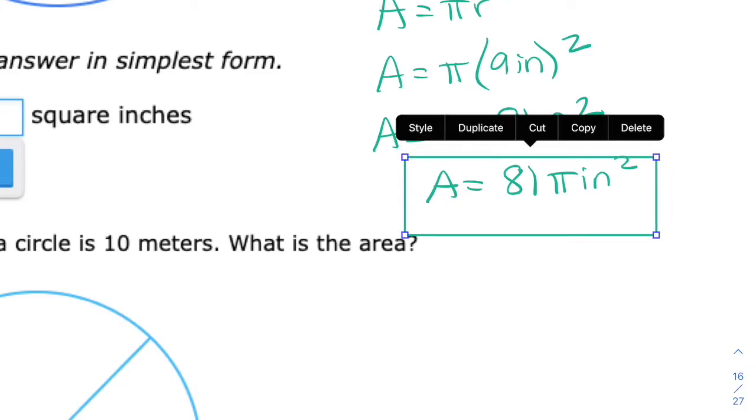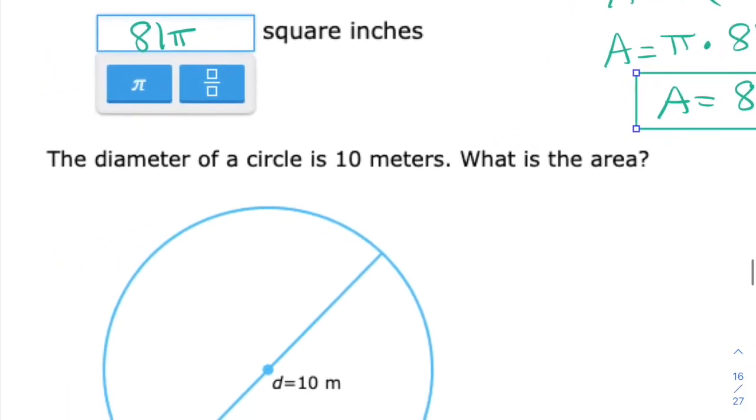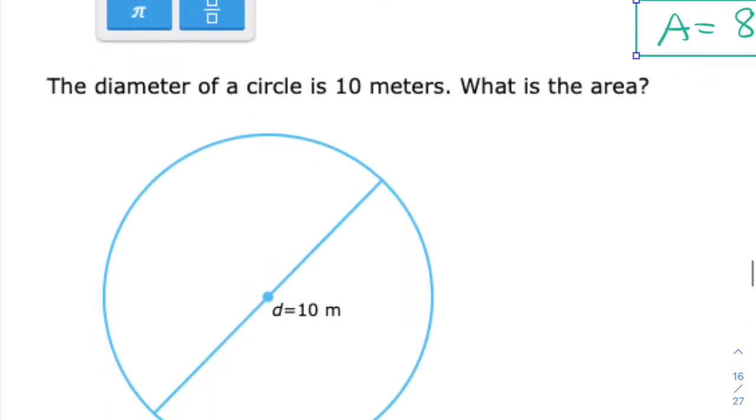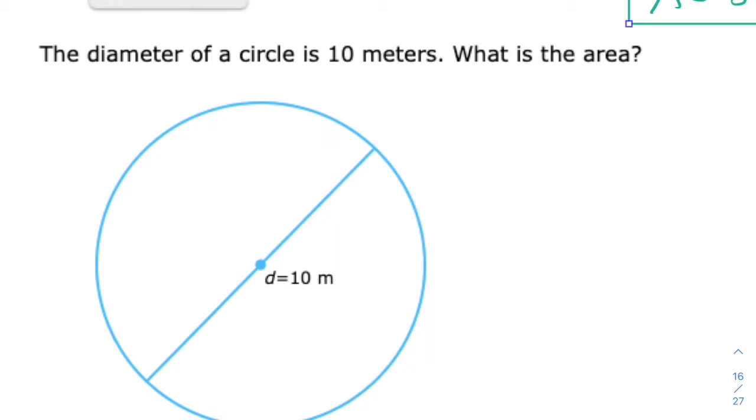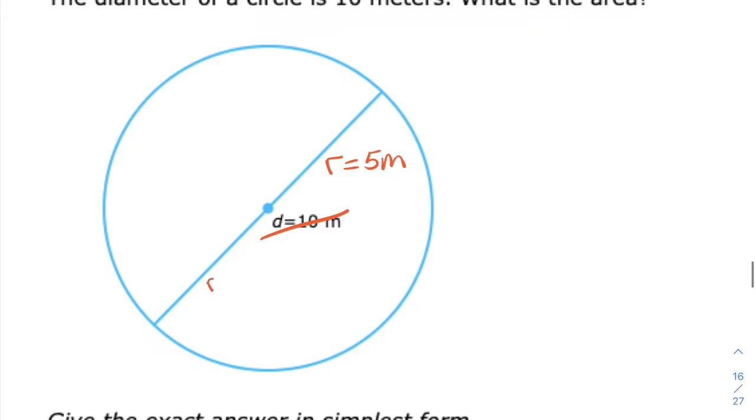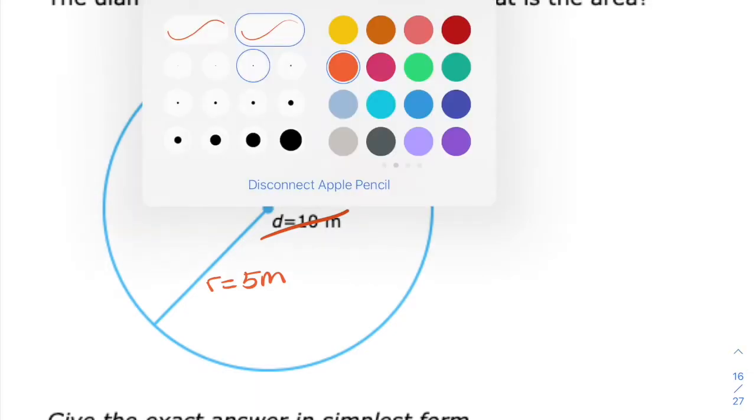All righty. So the next problem, the diameter of a circle is 10 meters. What is its area? So the important thing is that we don't use the diameter, we actually break the diameter into two radiuses. So instead of saying that d is 10, half of that is 5, and the other half of that is 5. So really, always for the area, we're going to have to use radius and not diameter.